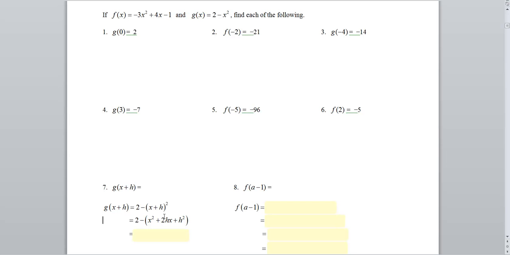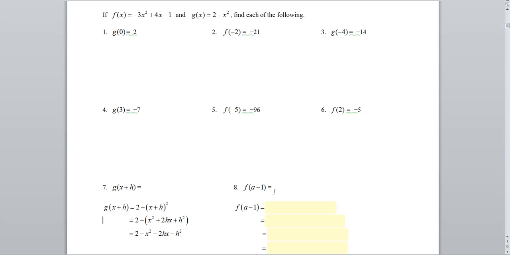So let's see if I've got that. Now remember, I said plus hx, which will give me a plus 2hx. Now I need to distribute through the negative, and that will change all my signs. And that would be my final answer. I have no like terms, so that is it.